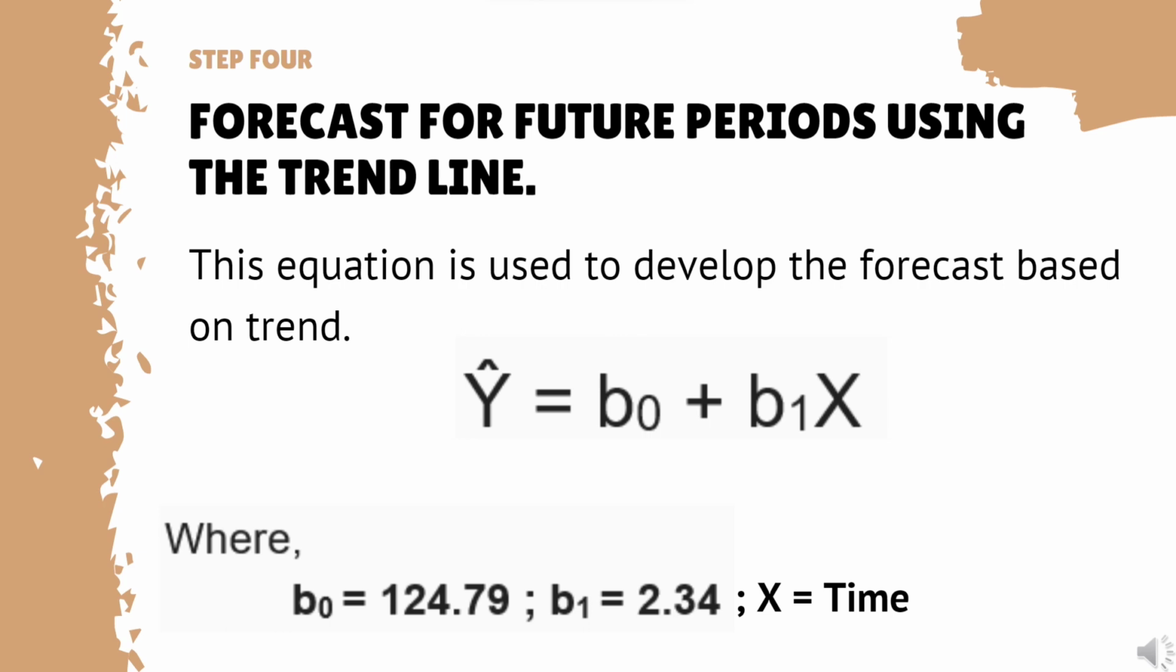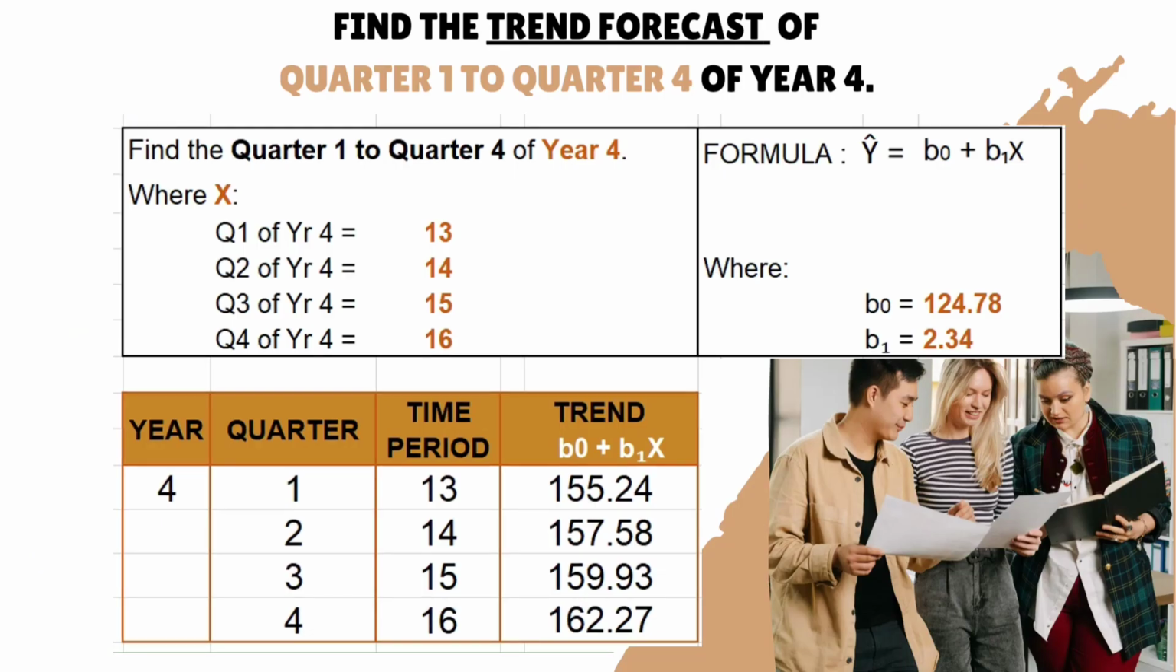Next step is to forecast our future periods using the trend line. This equation is used to develop the forecast based on trend. That is, y equals b sub 0 plus b sub 1 multiplied by x, where our b sub 0 is equal to 124.78, while our b sub 1 equals 2.34, and x will be our time. The values of b sub 1 and b sub 0 are based on the results of our computation in step 3. Here, we need to find our trend forecast of quarter 1 to quarter 4 of year 4.